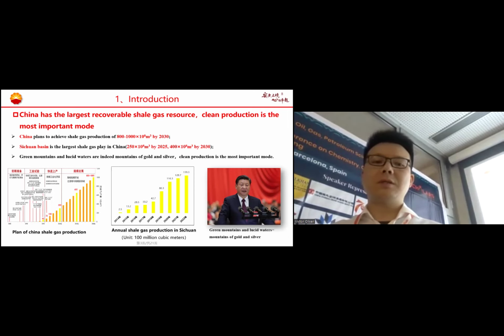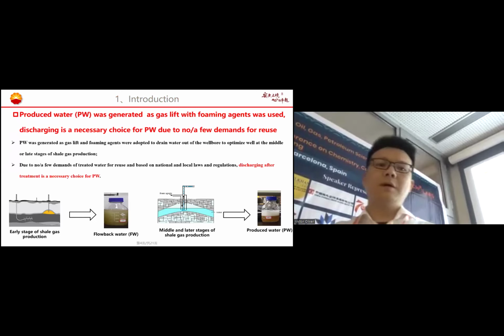And President Xi says green mountains and lucid waters are indeed mountains of gold and silver. So clean production is the most important mode. That means we should produce the shale gas without any pollution. The produced water was generated as gas lift with foaming agents was used. Discharging is a necessary choice for produced water due to no or few demands for reuse.